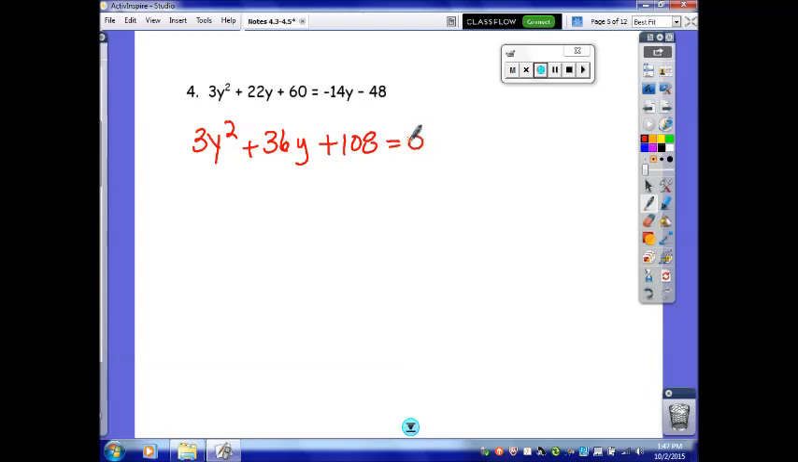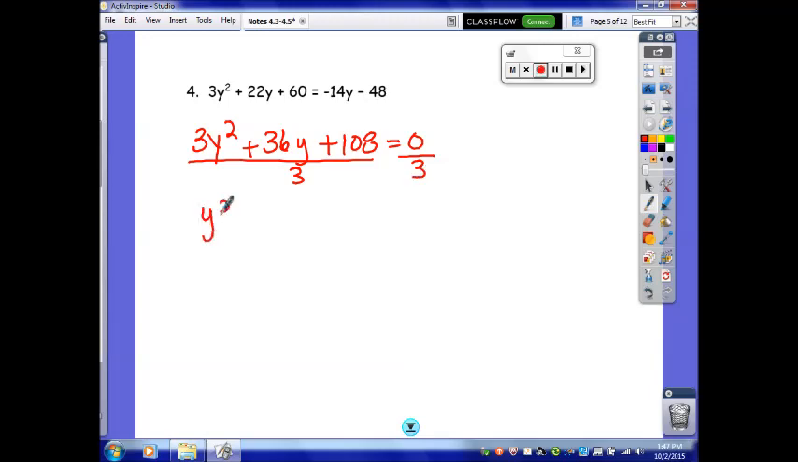All right, so now look. Let's see: 3, 36, and 108. They all have 3 in common. And since this is set equal to 0, I can divide both sides by 3. I can't do this when I'm just factoring, but when I'm solving an equation, I can get rid of that common factor, that GCF. So it makes a new equation.